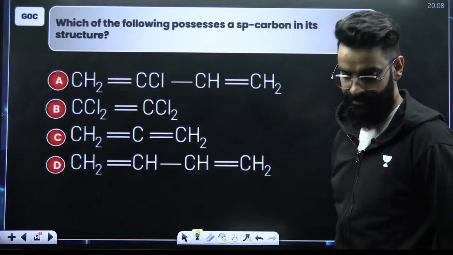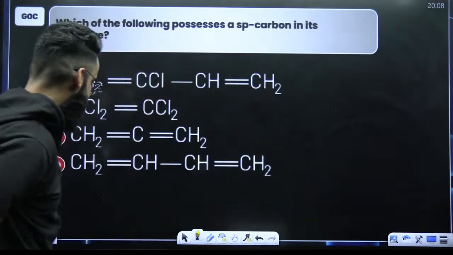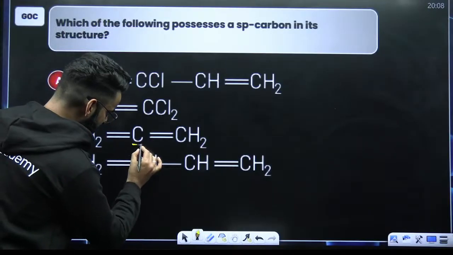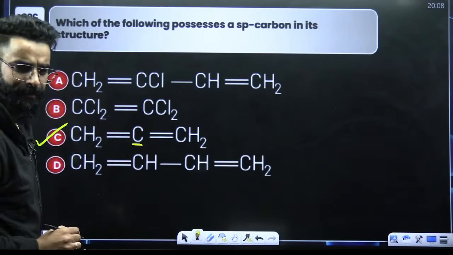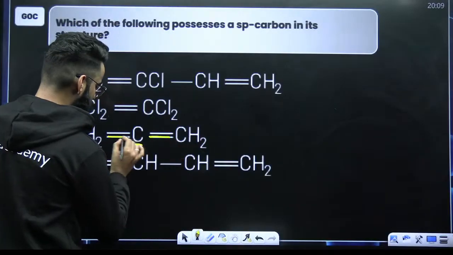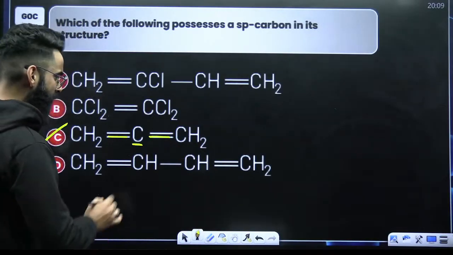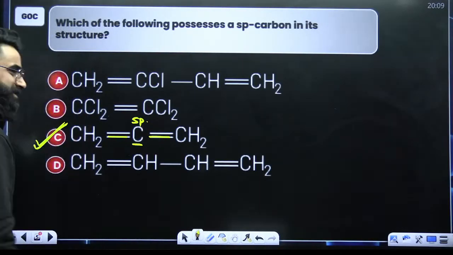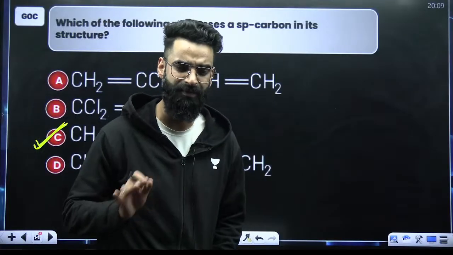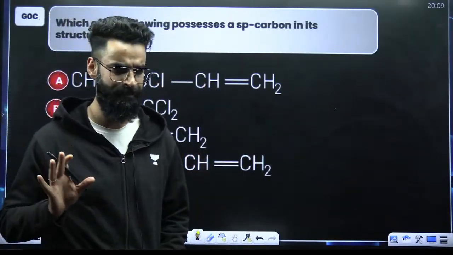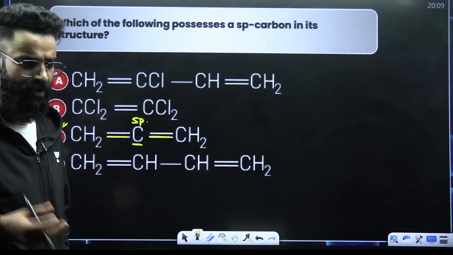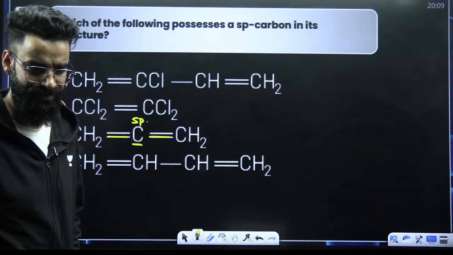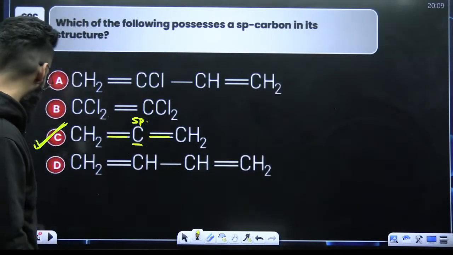Absolutely. So my dear students, in structure number 3, if you look at this particular carbon, how many sigma bonds is it forming? It's forming 1 and 2. It's forming 2 sigma. Perfect. So if it is forming 2 sigma, that means its hybridization has to be sp. So option C is the correct answer of this particular question, which was very simple and basic. A basic question wherein you were supposed to check the sp hybridized carbon in all of these structures.